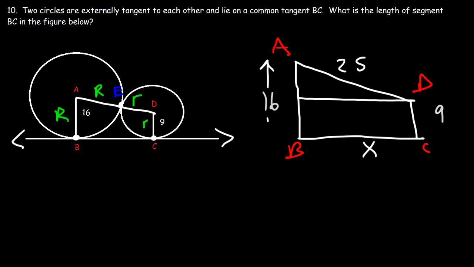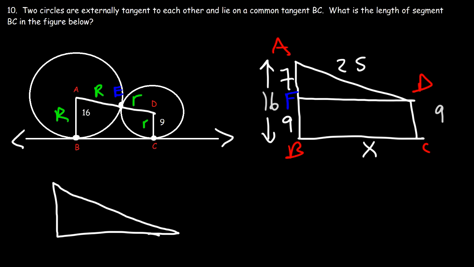Now, if AB is 16, and let's call this new point, point F, what's AF and what's BF? We can see that BF is equal to DC. So BF is 9, so AF has to be 16 minus 9, which means this side is 7. Now let's draw the right triangle AFD. As we said before, AF is 7, and FD is the same as BC, so that's equal to X. And AD is 25.